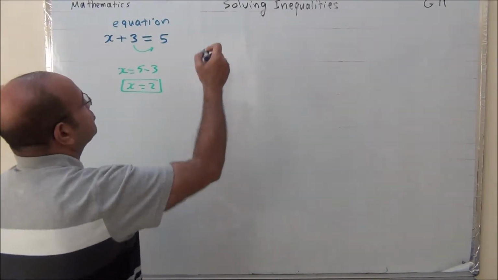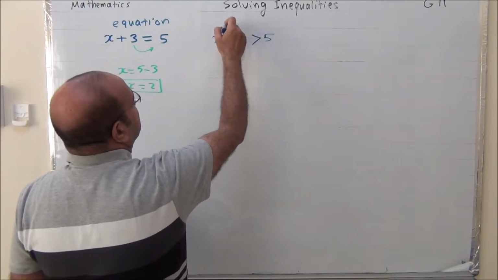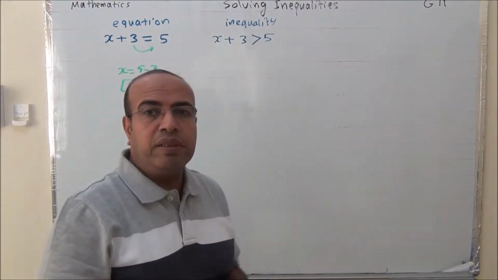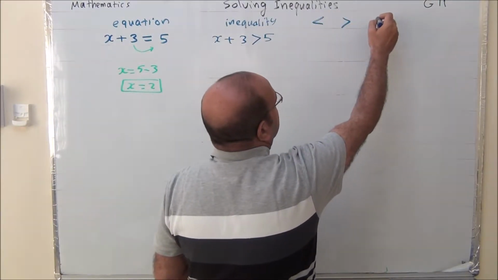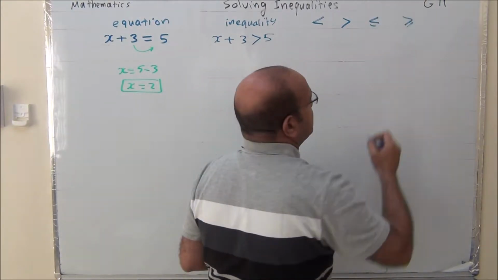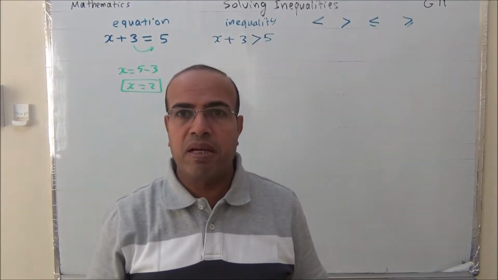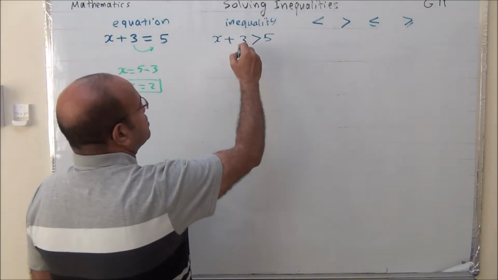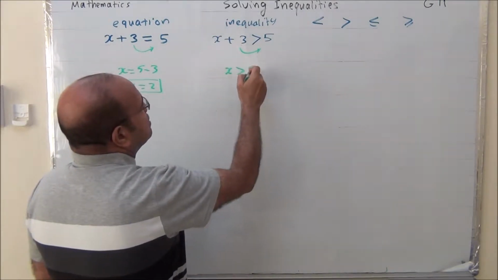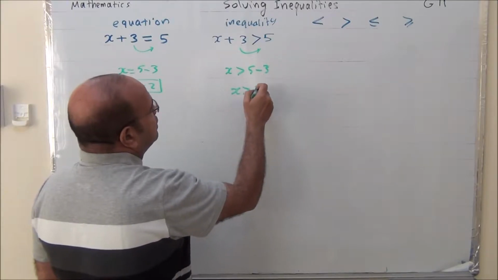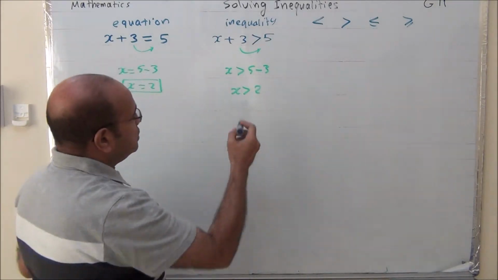What about this? x plus 3 greater than 5. This is called an inequality. An inequality contains a symbol like less than, greater than, less than or equal, greater than or equal. How do we solve this inequality? Approximately it is the same as the equation. So we move 3 to the other side, and we change its sign. We write x greater than 5 minus 3, x greater than 2. It means all the numbers which are greater than 2. So this is the solution.